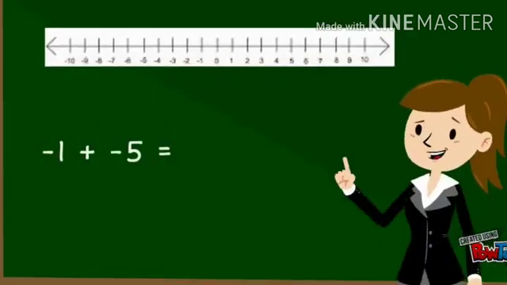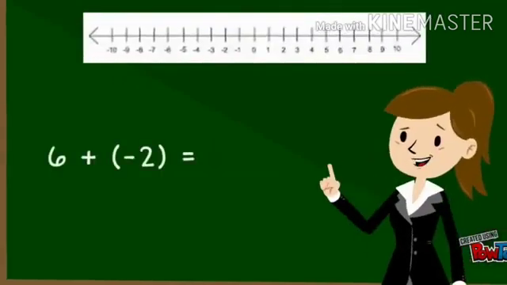Let's have another example. Negative 1 plus negative 5. Again, look for negative 1. Since I'm adding a negative number, we move to the left. So from negative 1, 1, 2, 3, 4, 5. So we end up at negative 6.